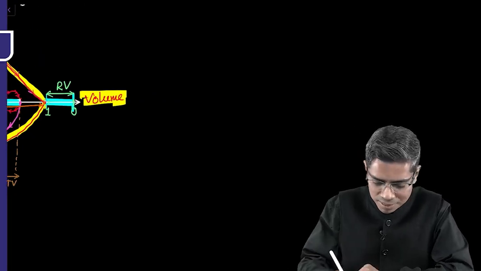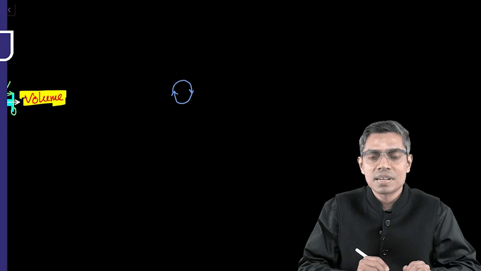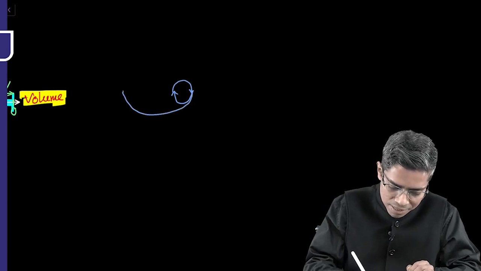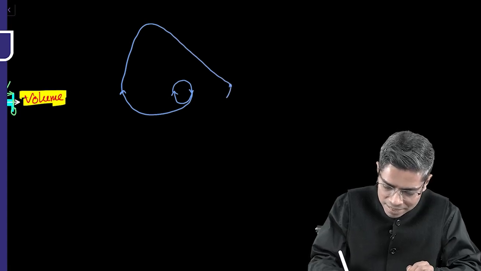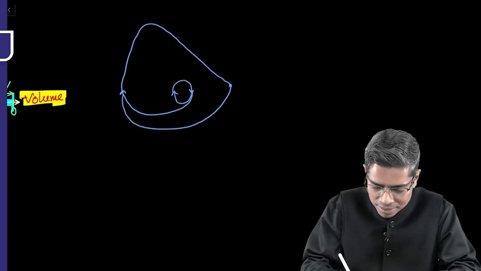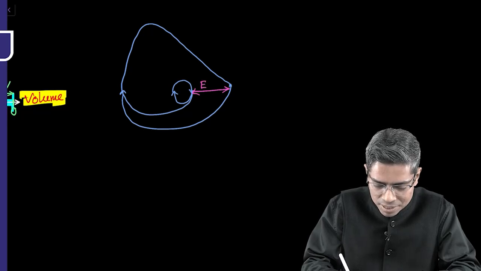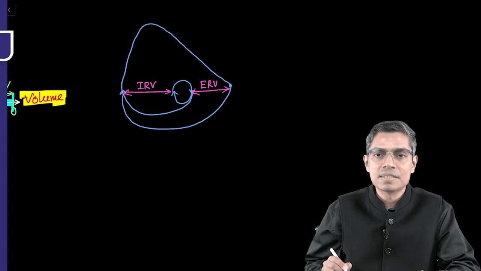So now you look at this curve. You are taking normal inspiration, normal expiration, this volume is tidal volume. Deep inspiration, the curve is going here. Deep expiration, the curve is going here. Again deep inspiration, so the curve will go like this. If I measure this volume, this is nothing but my expiratory reserve volume. If I measure this volume, this is nothing but inspiratory reserve volume.